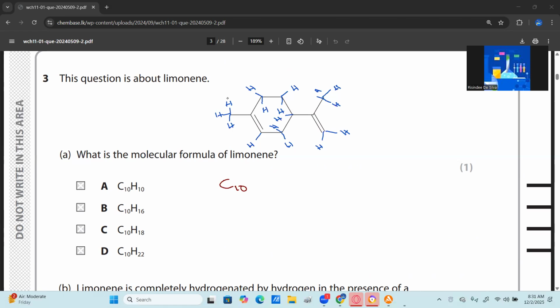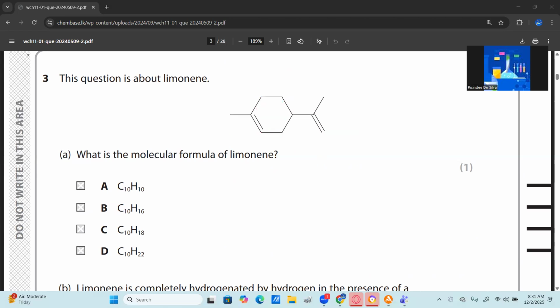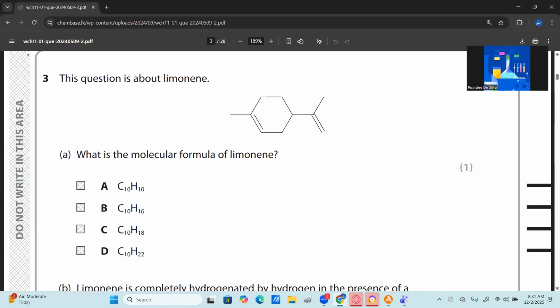So if I count it, 1, 2, 3, 4, 5, 6, 7, 8, 9, 10, 11, 12, 13, 14, 15, 16. C10H16, the correct answer is B. Limonene is completely hydrogenated by hydrogen. Then you need to find the empirical formula. So children, if it is undergoing hydrogenation, definitely the 2 double bonds will not be there.